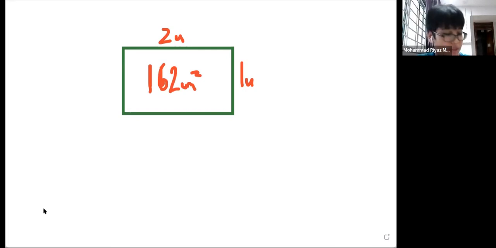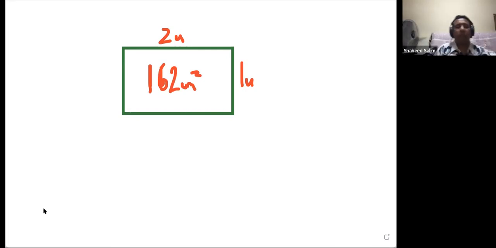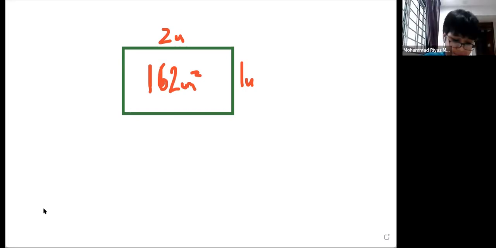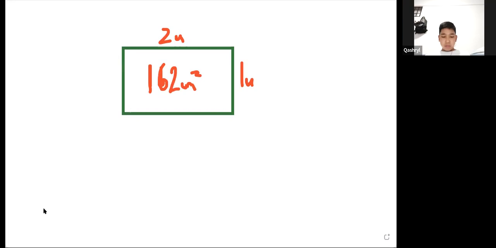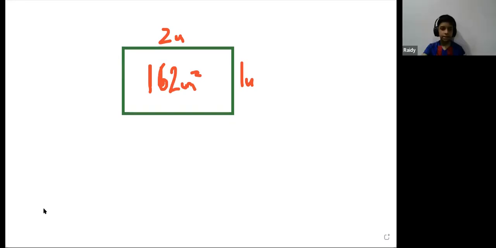Wait, Mr. Sahid, can you repeat again? Repeat the question. Yeah, I forget. The length of a rectangle is 2 times its breadth. The area of the rectangle is 162 square cm. Find its perimeter. Area is length times breadth, right? Yes, area is length times breadth. That's right. Thanks, I forgot.